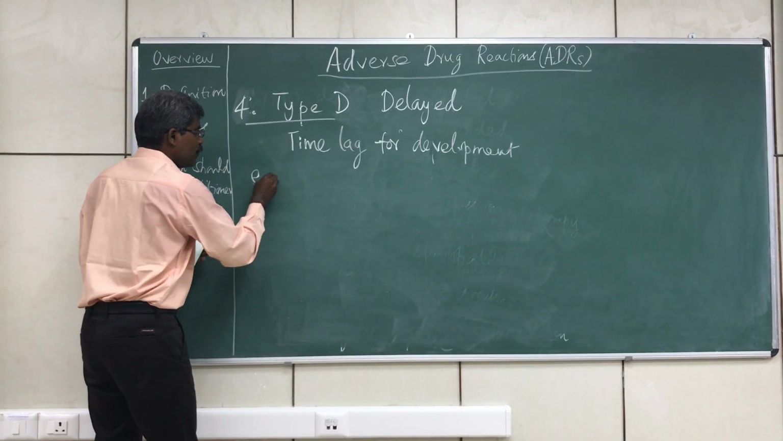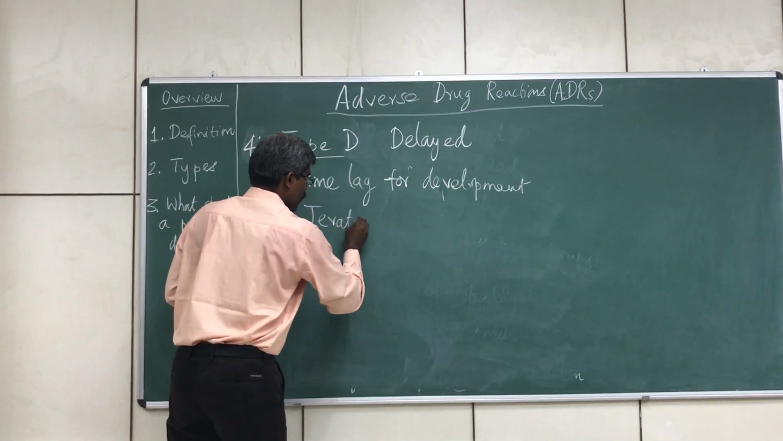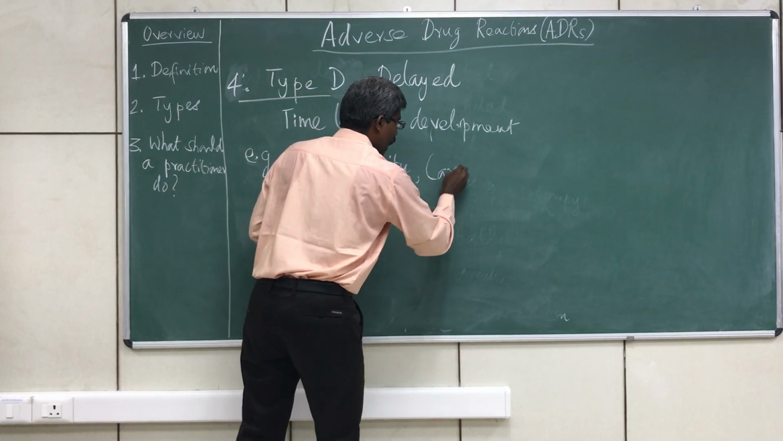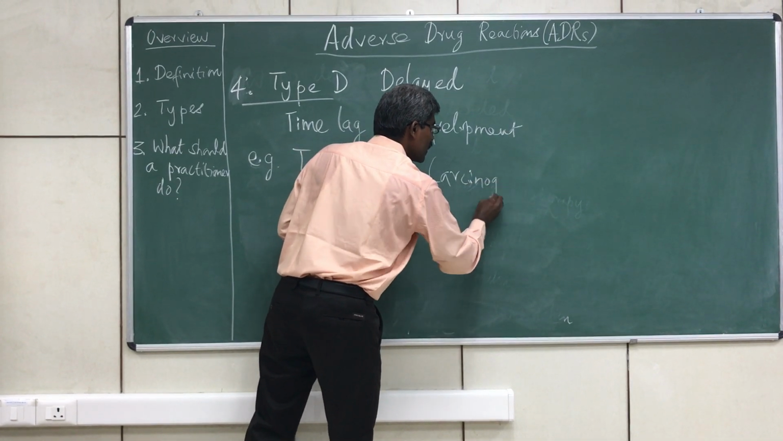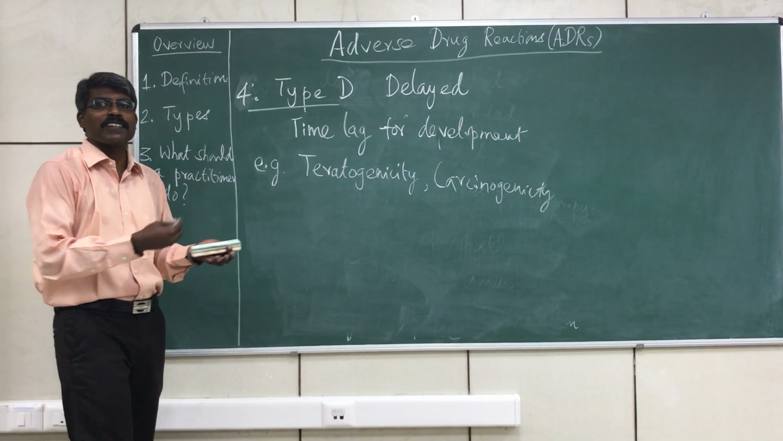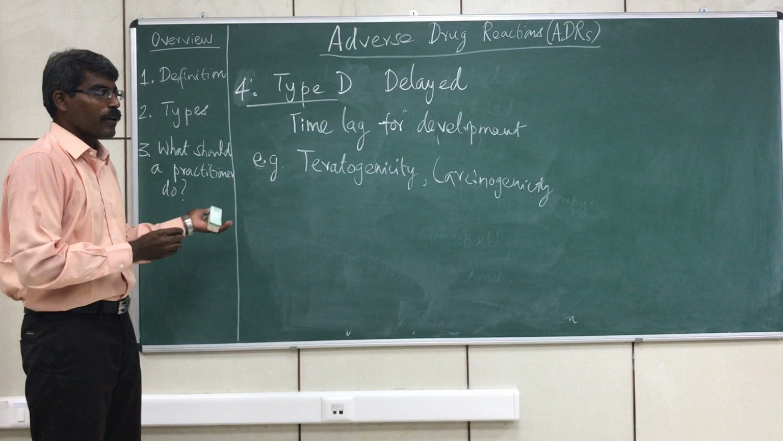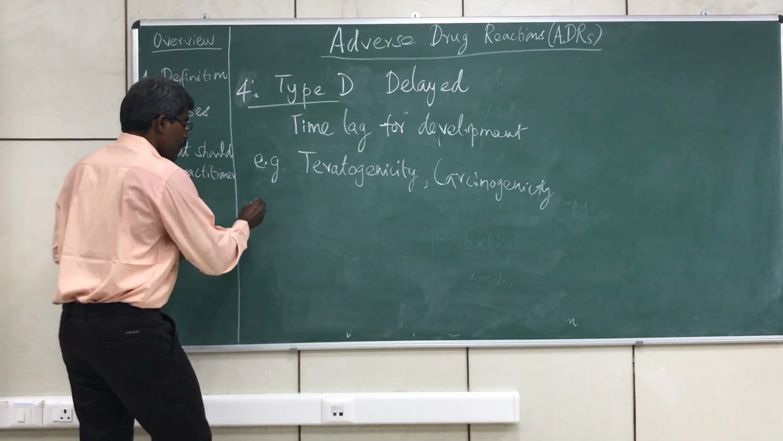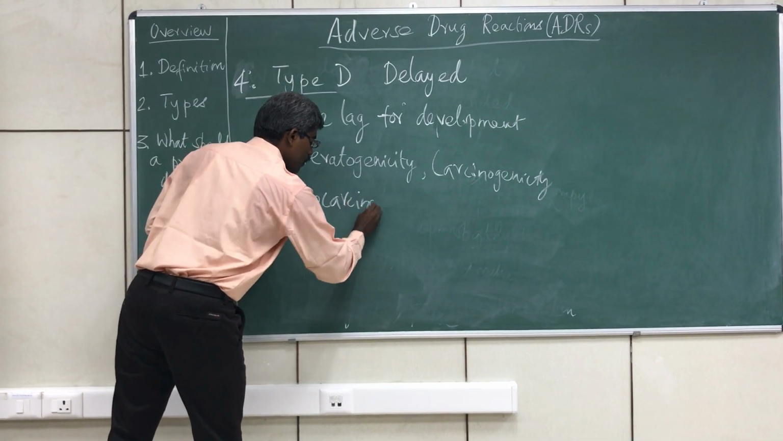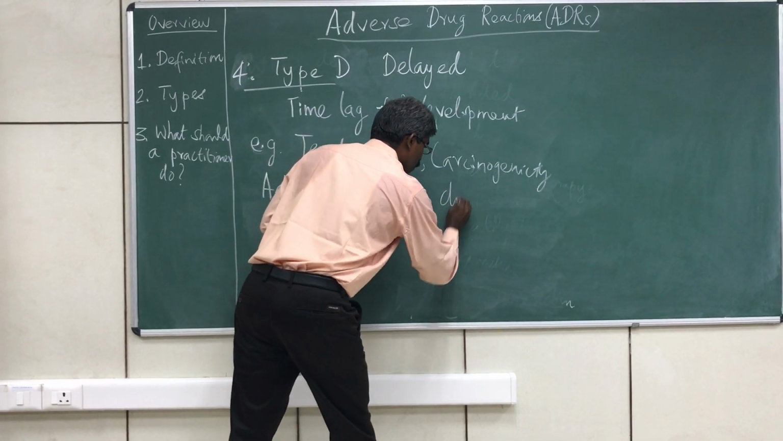Classical examples of type D adverse drug reaction include teratogenicity, carcinogenicity. All these things have a time lag, isn't it? So the mother takes the drug during pregnancy and the manifestations will occur after the child is delivered. One more very classical example which belongs to this delayed type reaction is clear cell adenocarcinoma caused by the use of diethylstilbestrol.